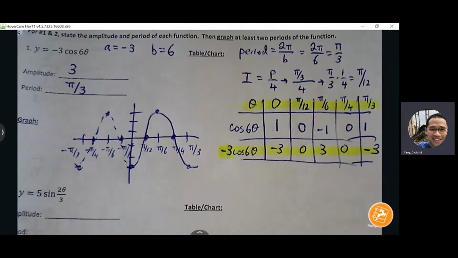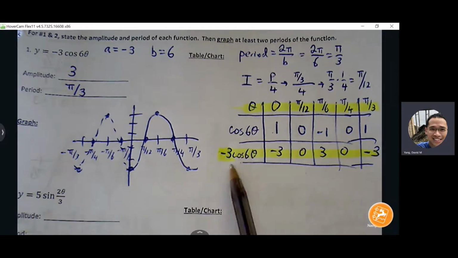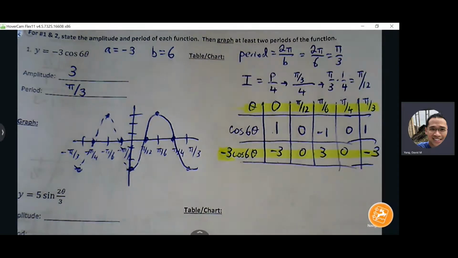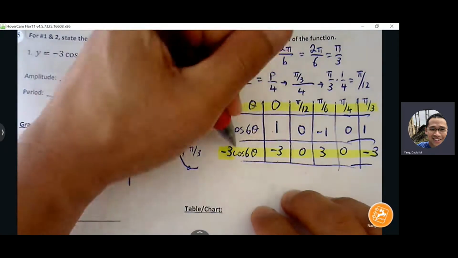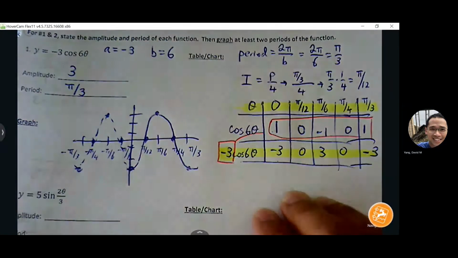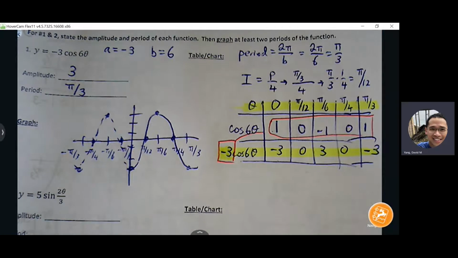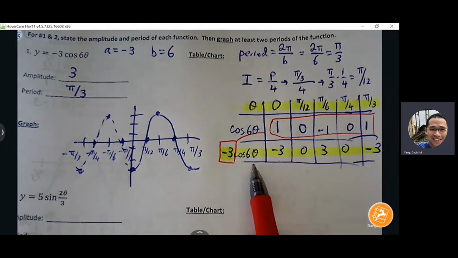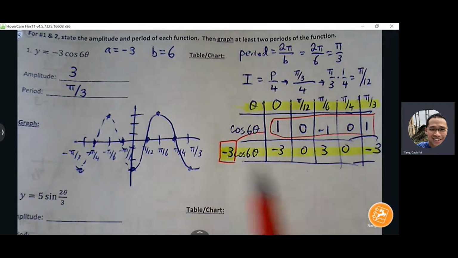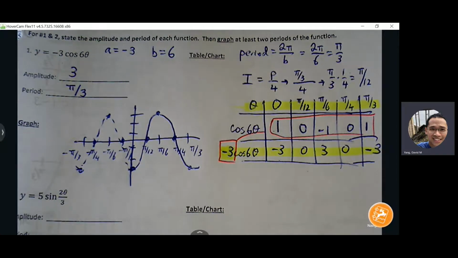Okay, any questions with one? Yes. When you're multiplying it to get the bottom row, you use the negative one... You multiply the -3 with all the numbers here. You wouldn't use the B, I meant the amplitude. That's right, that's right. Don't use the amplitude, use the A value. Yeah, good. Use the A value because that reflection and all that's going to be taken care of if you multiply by the A value, right?